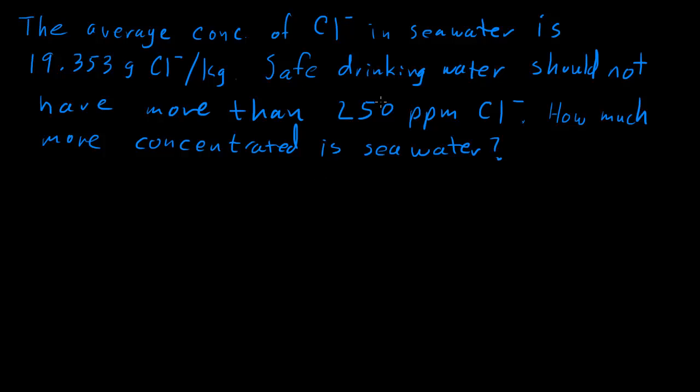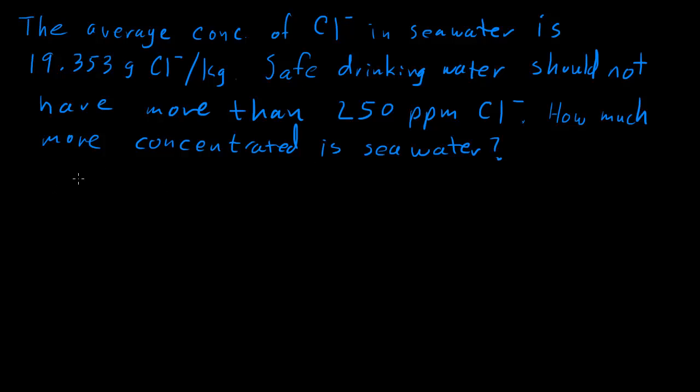So we're trying to compare 250 ppm to 19.353 grams of chloride per kilogram. So we got a problem here because we can't directly compare them because they are in different units. So we need to convert them so that they are in the same units. So what we're going to do is convert this top number so that it is in ppm.